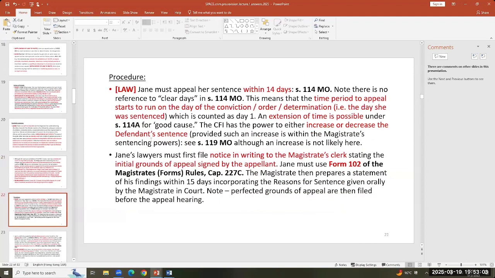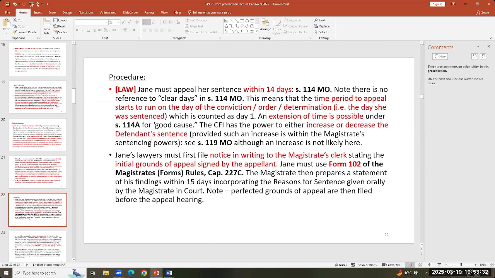So don't forget the procedure. What is the procedure? It's an appeal from the magistrate's court, so she has to appeal within 14 days. No reference to clear days, so the time period starts to run on the day of her sentence. Extension of time is possible, and the CFI has the power to increase or decrease her sentence. She has to file notice in writing signed by herself using Form 102.